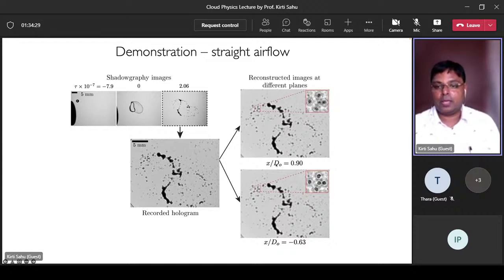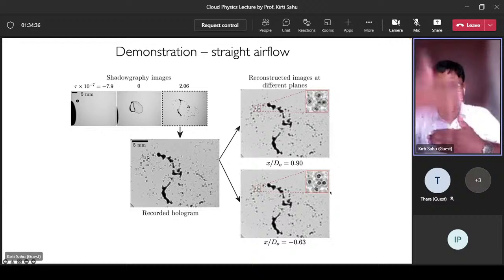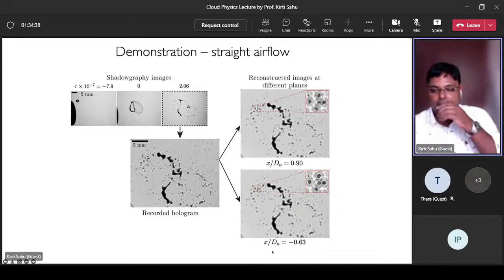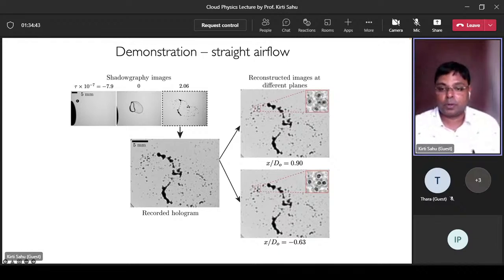For example, if we take a slice at x by d naught at 0.9, just don't worry about this number, but it is a slice, and this is a different slice at different locations, and you can see that the droplet shapes, particularly in this region, are clearly visible here, whereas it is not that visible in this case. So one can not only get the droplet size distribution using the inline holography technique, but it can also construct the 3D shapes of the drops.